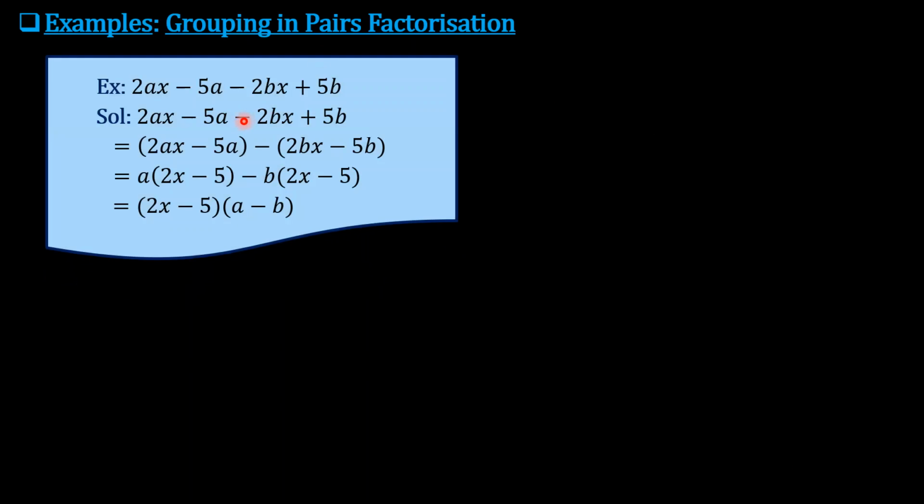Grouping in pairs examples: 2ax minus 5a minus 2bx plus 5b. Here we are grouping 2ax and minus 5a in one group and minus 2bx and 5b in another group. Because there is a minus sign, we have to change the sign so that on removal of this bracket we get plus 5b back again. So we have to be mindful here. After that, a is the common factor in these two terms and minus b is the common factor here, and then again 2x minus 5 is another common factor here.